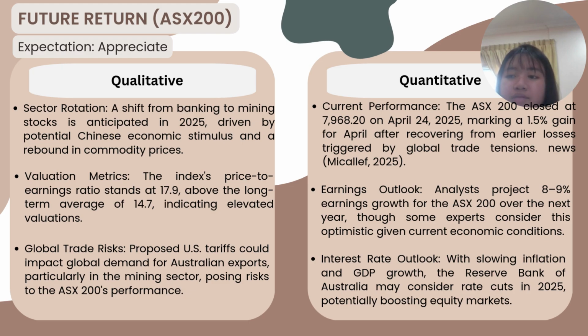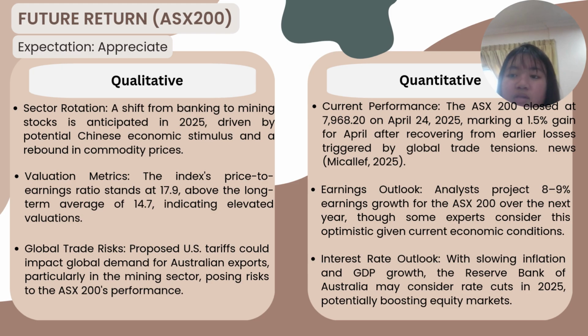However, global trade risks remain. Proposed US tariffs may dampen demand for Australian exports, especially in mining, posing a downside risk to the ASX 200. As a low-risk investor, I've allocated 40% of my portfolio to the ASX 200. The index shows signs of recovery, closing at 7,968.20 on April 24, 2025, a 1.5% monthly gain after earlier declines from trade tensions.